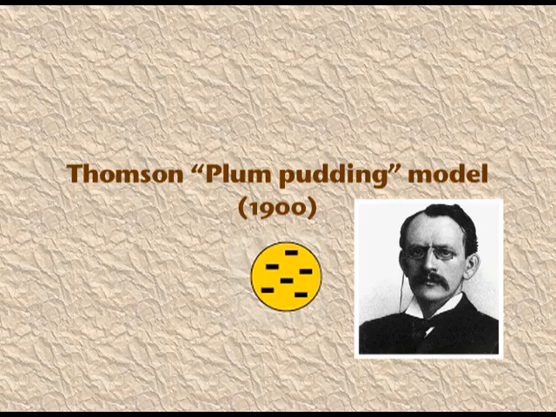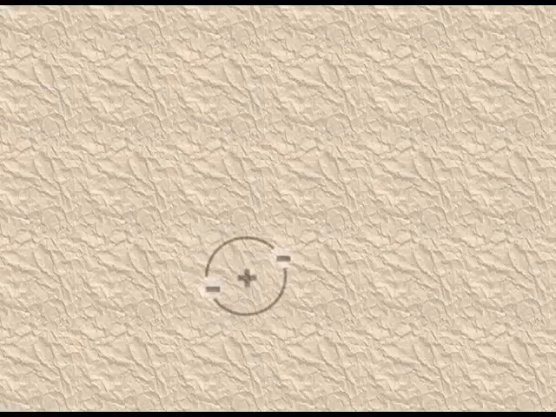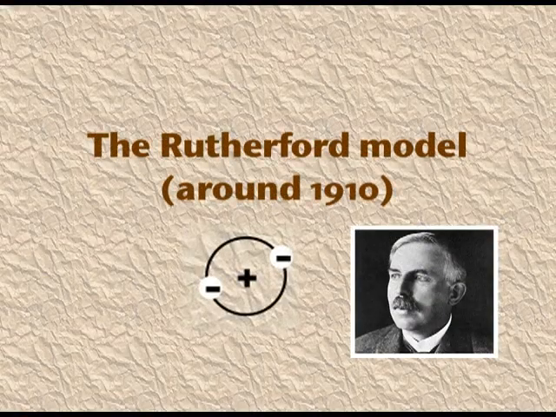Thomson plum pudding model. Thomson suggested that the atom is spherical in shape and the positive charge is uniformly distributed and electrons are embedded into it. Then came the Rutherford model. Rutherford suggested that in the center of an atom there is a nucleus which occupies a very small volume. All the mass of the atom is densely concentrated in the nucleus and the electrons are revolving around the nucleus.